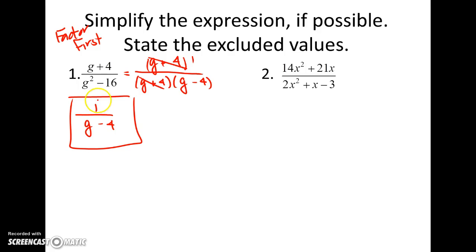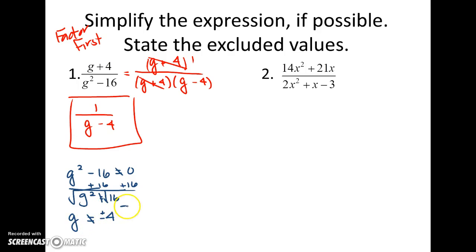The other thing that they asked us to do is to state the excluded values. Remember, your excluded values happen when the denominator equals 0. So this cannot equal 0. Well, I can solve this. I can add 16 and get g squared equals 16. Then square root both sides, and when I take the square root, I have g cannot equal positive 4 and negative 4, because what squared gives you 16? Both positive and negative. So these are your excluded values. That's what g cannot equal.